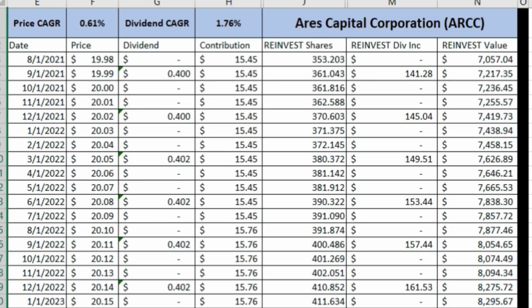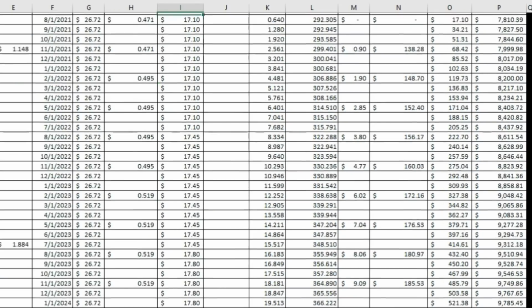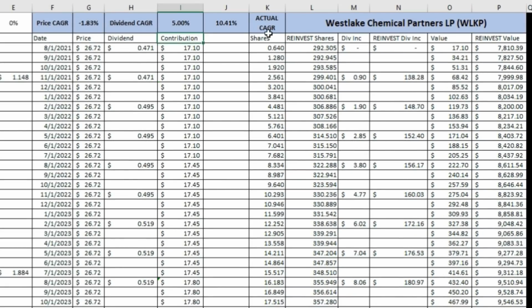For example, Westlake Chemical, as you look over here, let me just scroll back up here, you can see here that their actual compound annual growth rate was 10.41%, and their price compound annual growth rate was actually a reduction of 1.83% over the lifetime of this specific stock. But doing that made the numbers outlandish. It brought the reinvested value up to like $2 million or $1 million, which was not reasonable in my opinion. So in that case, I went ahead and cut it to a 5% compound annual growth rate, and I went ahead and said that there was no price reduction, which would have made the dividends pretty insane.